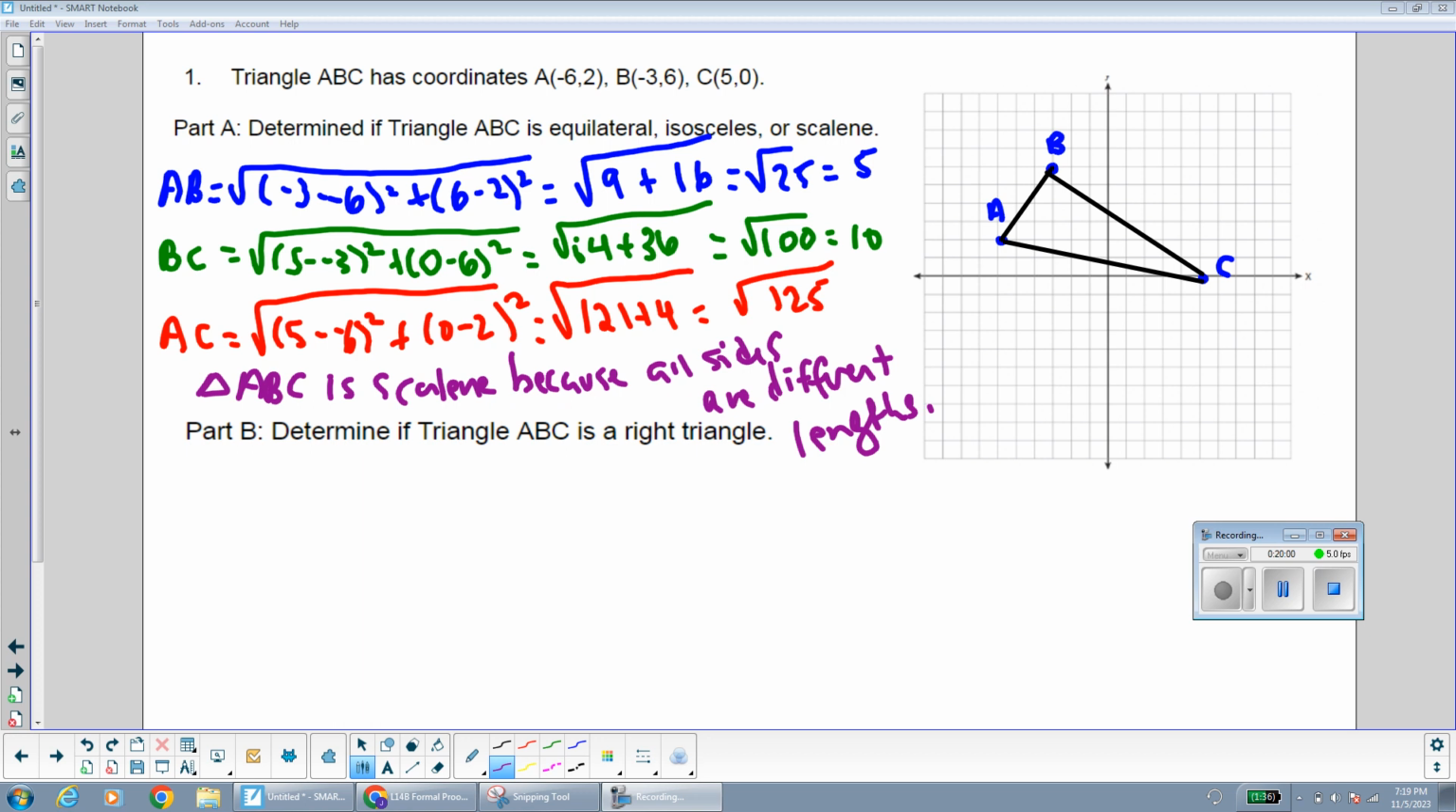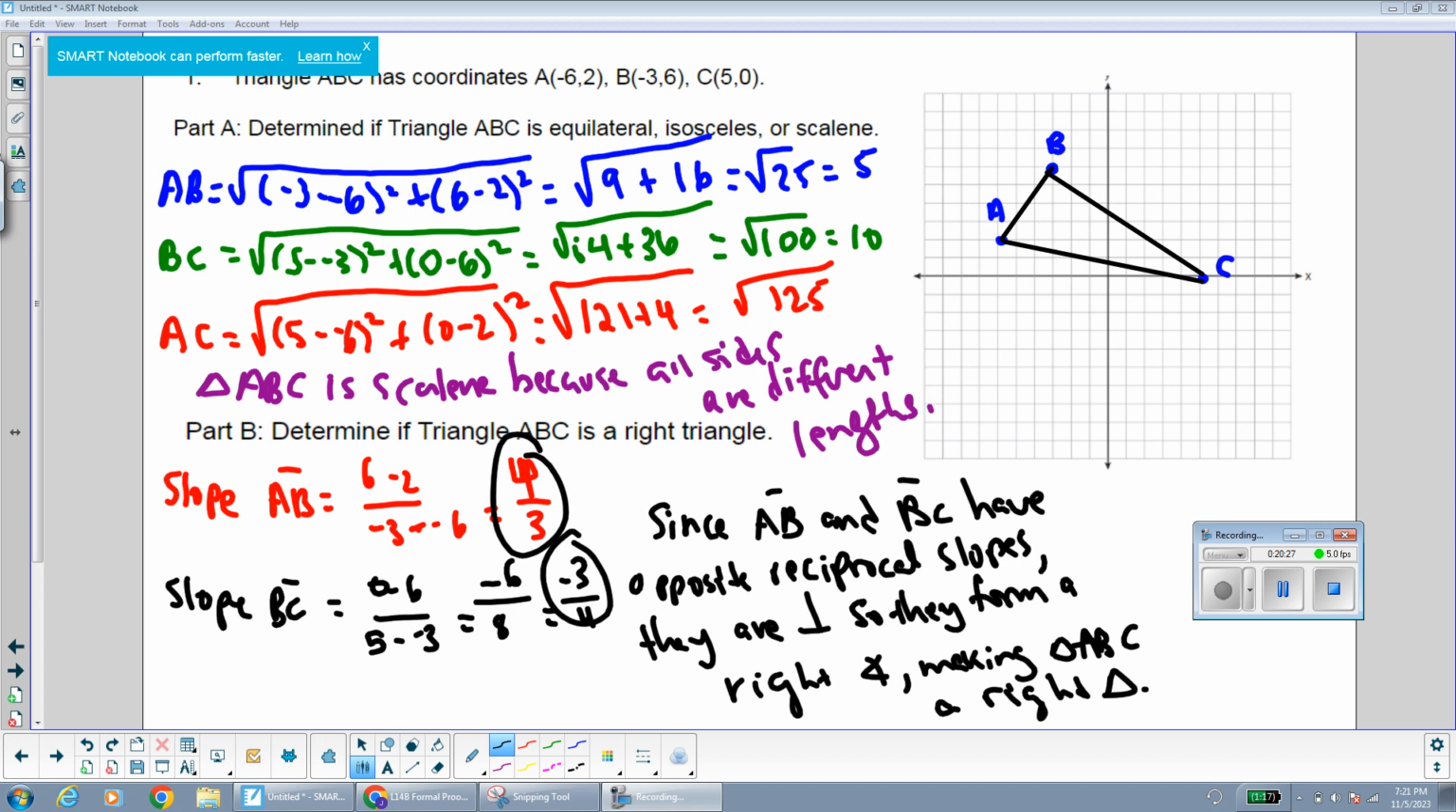using the slope formula because if we do have opposite reciprocal slopes, that means lines are perpendicular, which means they form a right angle. So if sides AB and BC did have opposite reciprocal slopes, that would mean that they were perpendicular, which would mean that they would form a right angle, making this a right triangle. I'm going to pause the video while I use the slope formula.